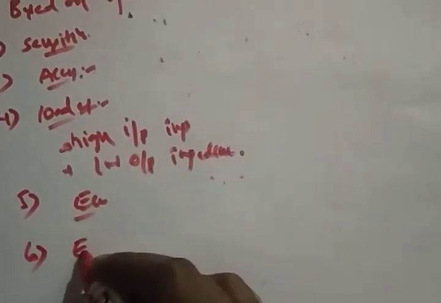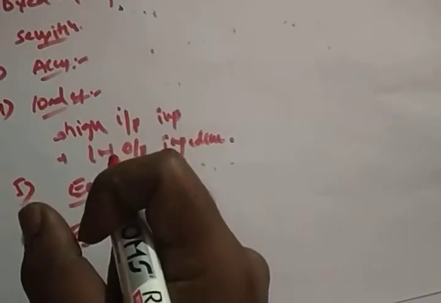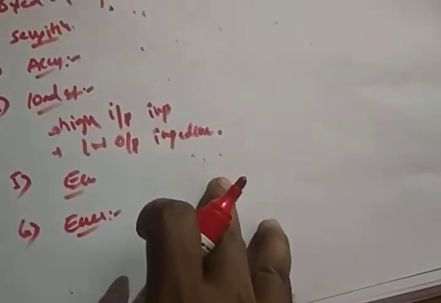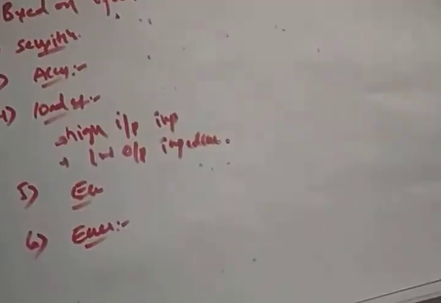After that, the climatic or environmental condition. The transducer you choose should not vary with climatic conditions like humidity, temperature, static electric field, and static magnetic field. These are the climatic changes. So choose a transducer that does not depend on those environmental conditions for your operation.